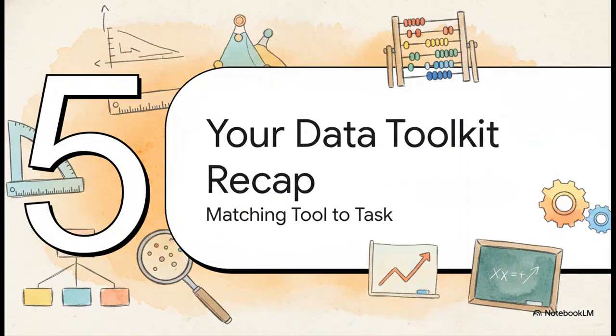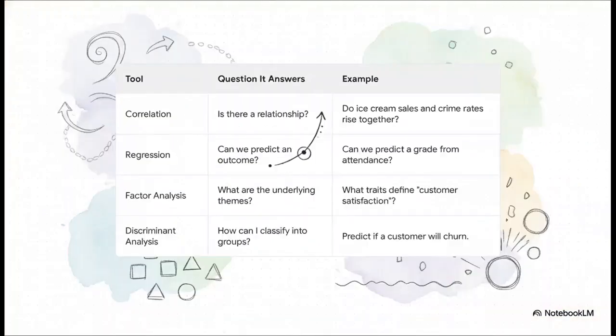Phew! Okay, we've covered a ton of ground, from simple observation all the way to complex classification. So let's wrap this up with a quick recap, putting every tool back in its place so you know exactly which one to grab for any given task. Think of this as your statistical cheat sheet. If you just want to know if two things are related, you use correlation. If you want to predict an outcome, you use regression. If you need to simplify a ton of variables down into core themes, you're going to grab factor analysis. And if your goal is to sort and classify data into groups, well, discriminant analysis is your tool. Each one answers a very specific, very powerful question.